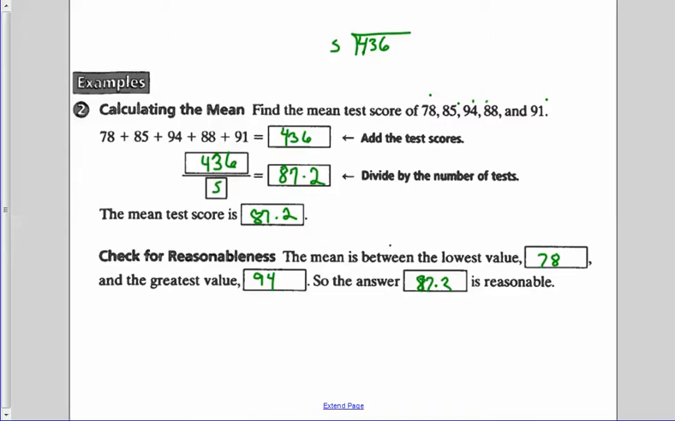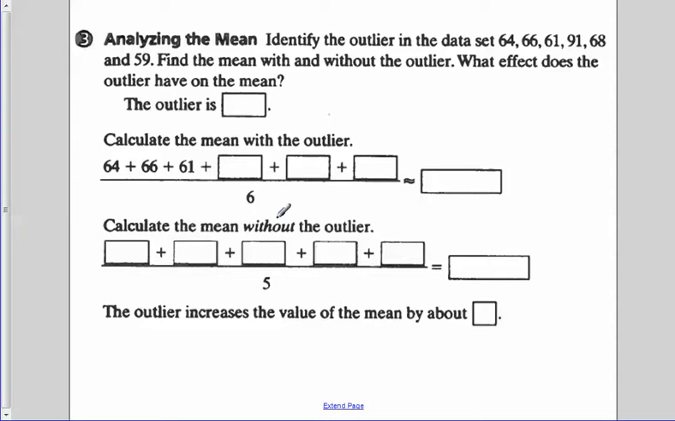All right, now we can look at another way to do this. Now this is using an outlier, so we have to identify it. We're not given what the outlier is. So identify the outlier of a data set: 64, 66, 61, 91, 68, and 59. It may make it easier if you write them numerically.